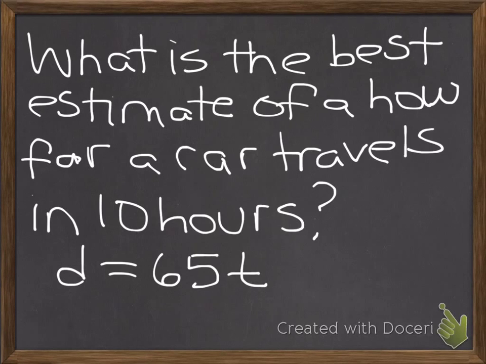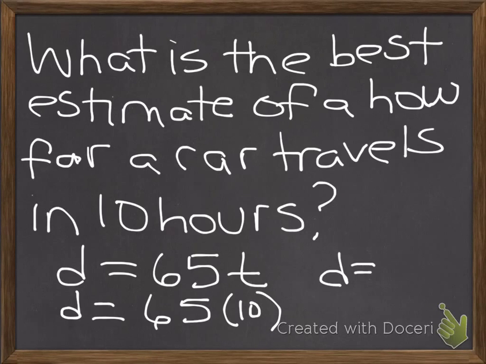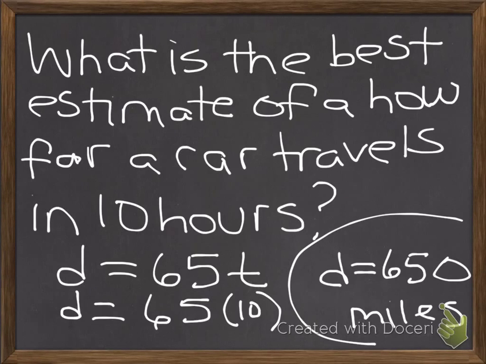The 10, since it's time, is going to go in for t, and I'm going to multiply to get d is 65 times 10, or 650. And d represented miles, so this would be 650 miles. So it's only a matter of plugging in 10 into the correct variable for what it stands for. So this would be my answer.